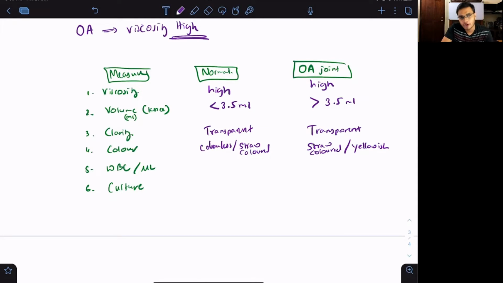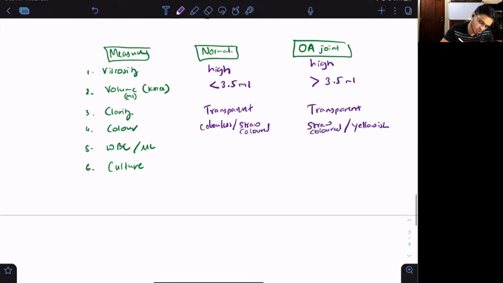Okay, WBCs per microliter. WBCs, usually in the normal sample, we say it's less than 25. What do you think about osteoarthritis? Osteoarthritic joint is also less than 25. There is no significant inflammation. That's what we said, it's mild inflammation. It's usually normal levels.